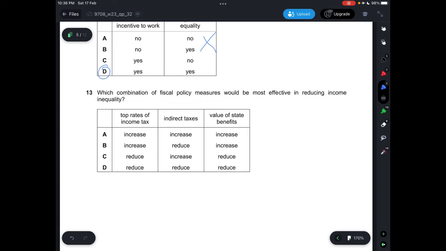Question 13, which combination of fiscal policy measures would be most effective in reducing income inequality? So the combination of fiscal policies that would be most effective would have to be when you actually increase more of income tax for the higher income bracket instead of the lower income brackets. So C and D is out of the question because it says reduce. Indirect taxes have to reduce and the value of state benefits should increase. So answer for 13 is B.